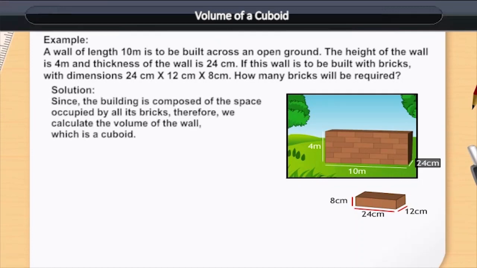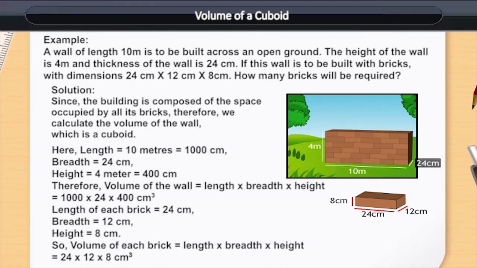Solution: since the wall is composed of the space occupied by all its bricks, we calculate the volume of the wall, which is a cuboid. Here, length is equal to 1000 centimeters. Breadth is equal to 24 centimeters. Height is equal to 4 meters, which is equal to 400 centimeters. Therefore, volume of the wall is equal to length multiplied by breadth multiplied by height, which is equal to 1000 multiplied by 24 multiplied by 400 cubic centimeters.